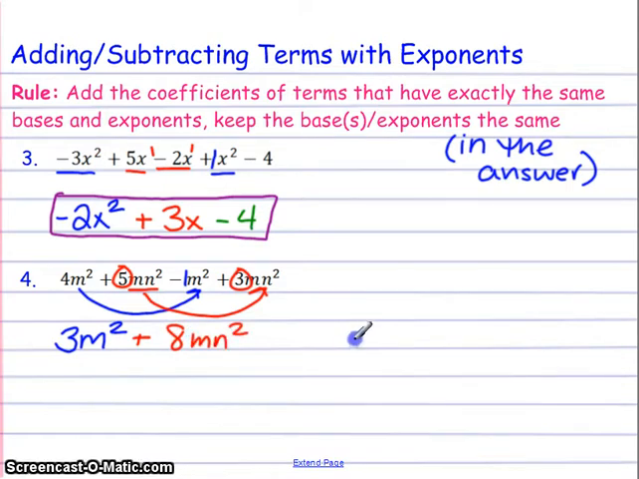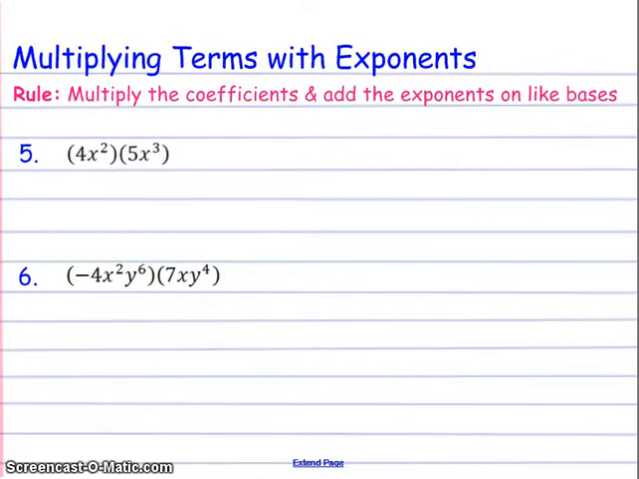So with adding and subtracting, you can add together basically any like terms, and all you're doing is changing the coefficients. You're keeping the variables and the exponents exactly the same. Our next rule has to do with multiplying terms with exponents. Your rule here is to multiply the coefficients and then add the exponents on like bases.